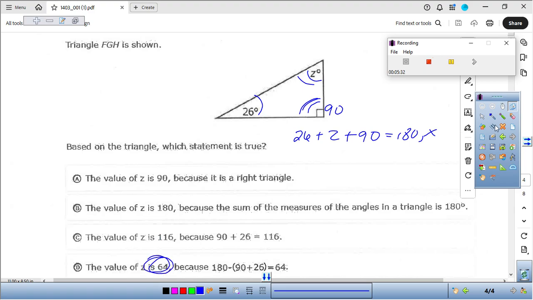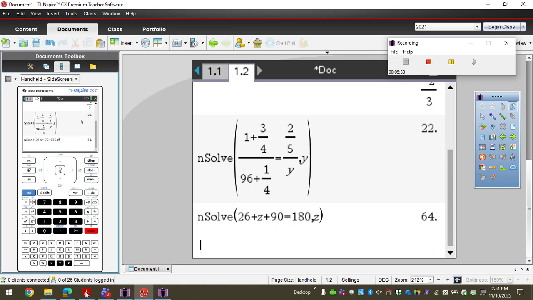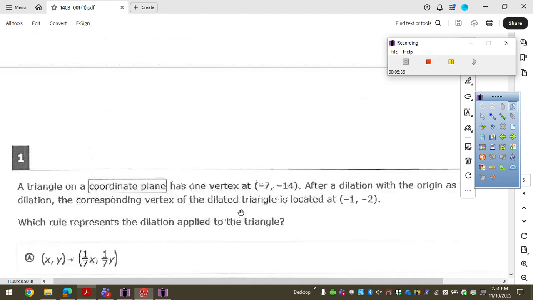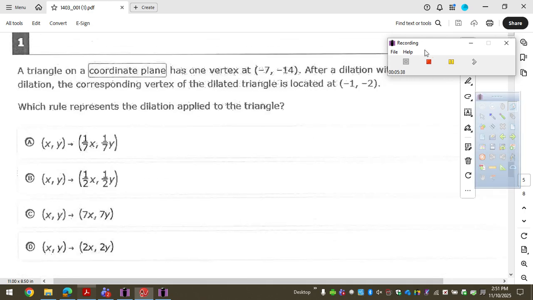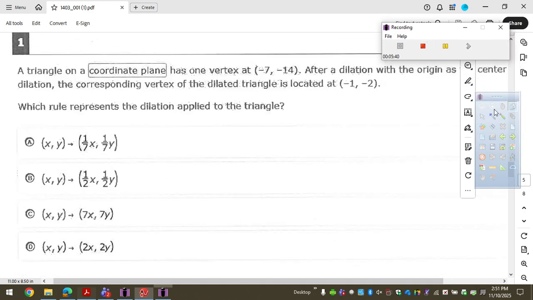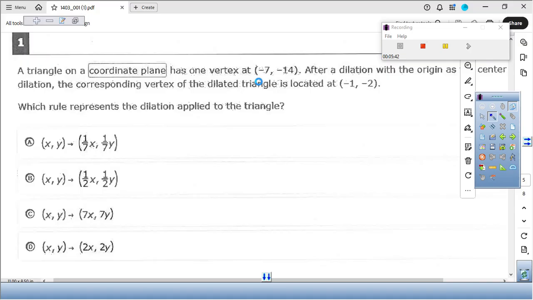64 is the answer. Okay, this is dilation. Now I'm actually looking at the numbers. I think they're getting smaller. You see it? I think they're getting smaller. So I'm going to look over here. I'm looking at the word dilation.